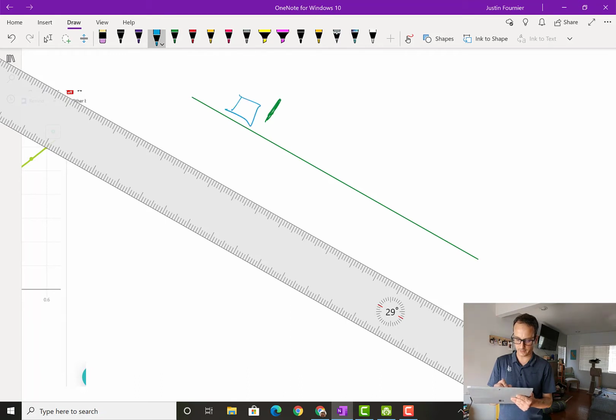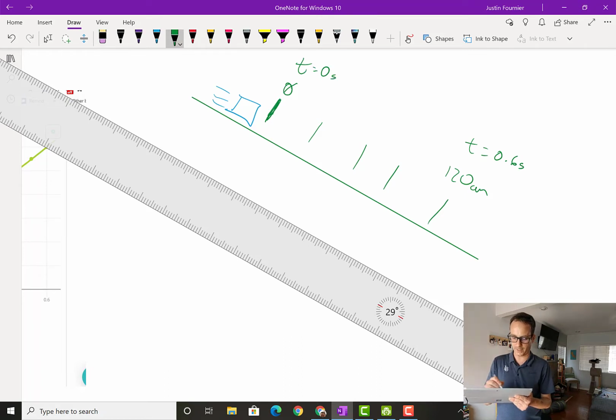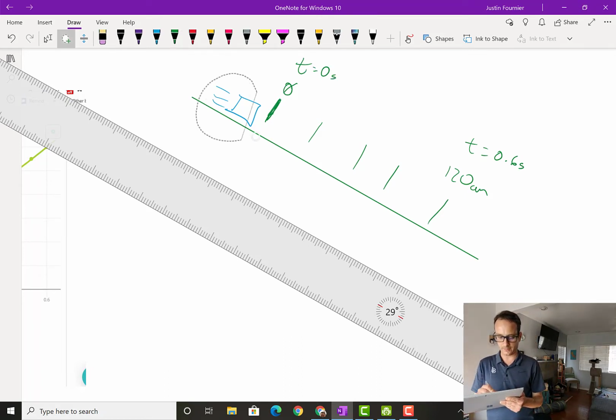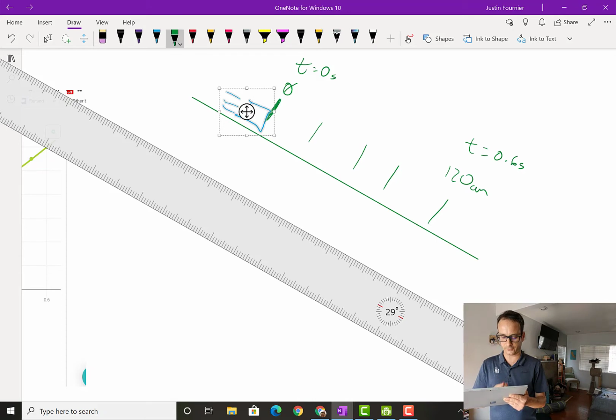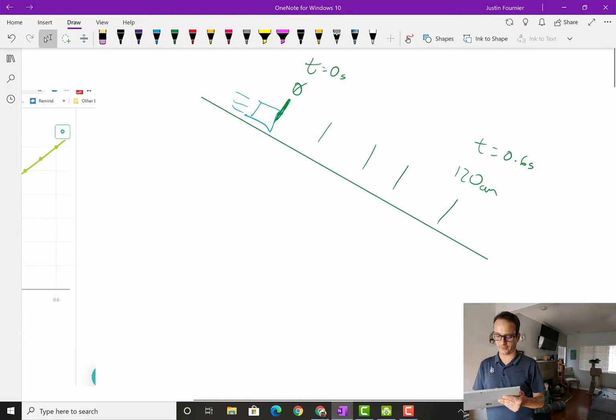The puck already went down a little bit, and you started your measurements. This was 0 right here, and then it went up to about 120 centimeters at t equals 0.6 seconds. When t equals 0 seconds, the puck was basically right about there. So it was already moving, but it was right there at the 0 position. I did that on purpose. I wanted you to do that on purpose.